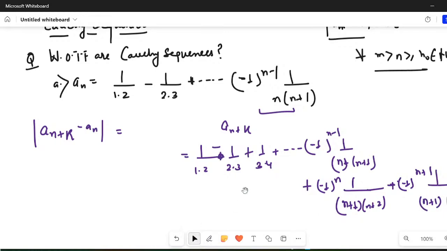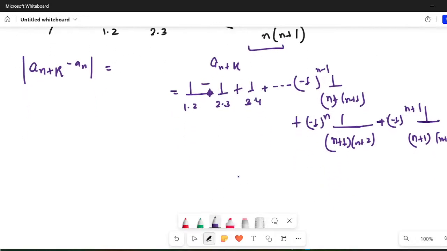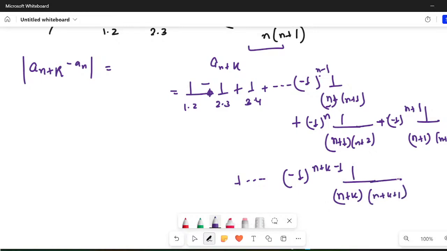And if you go on writing this, the last term that you're going to get, see here it was n, here it was n minus 1. Okay, so instead of n, if I write n plus k, the last term would be minus 1 raised to power n plus k minus 1 divided by n plus k, and then you will have n plus k plus 1. I hope it is quite clear to you.